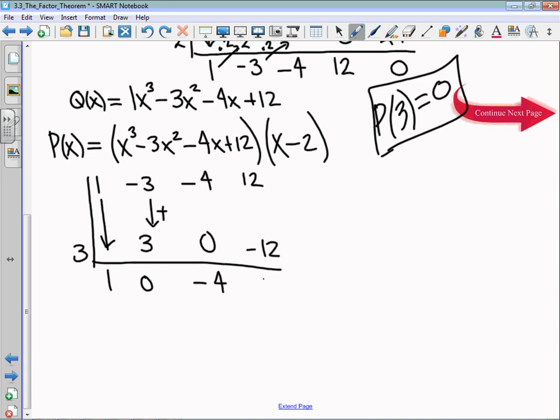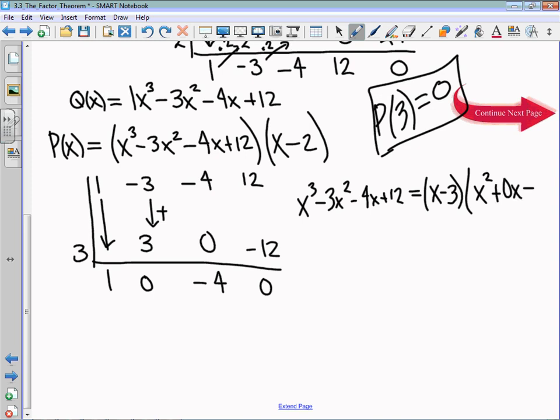Now, all I've done here is make the statement that x cubed minus 3x squared minus 4x plus 12 is equal to, when I divide by x minus 3, x minus 3 times x squared plus 0x minus 4. Now, you don't need to put 0x there, but I want to make sure we see that connection with the synthetic division. And we are going to make one more overall statement, and we're almost done.